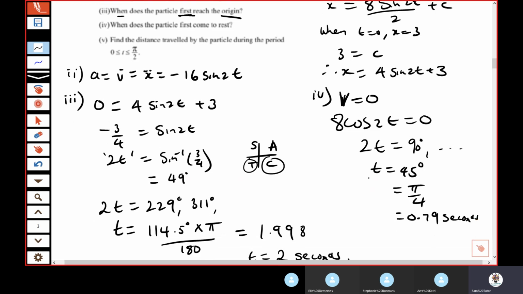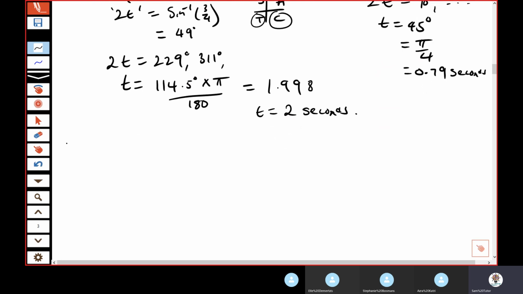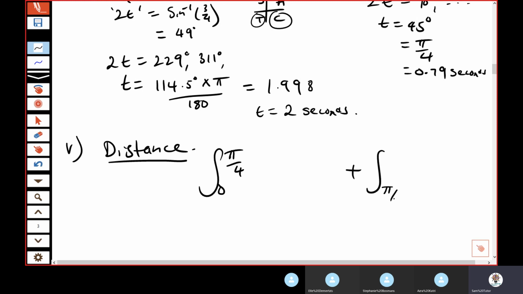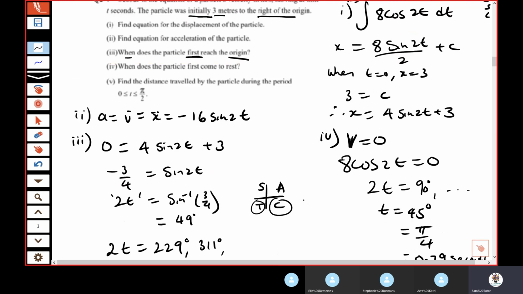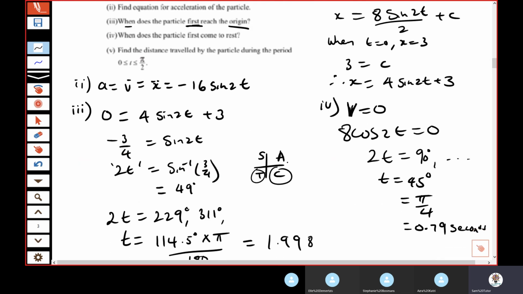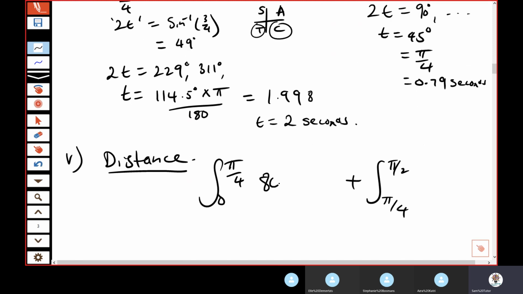So, distance. We do it from 0 to pi on 4 plus from pi on 4 to pi on 2 for my velocity function, which is 8 cos 2t. 8 cos 2t dt, 8 cos 2t dt.